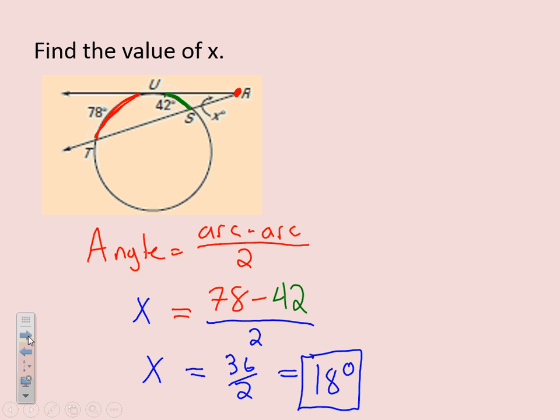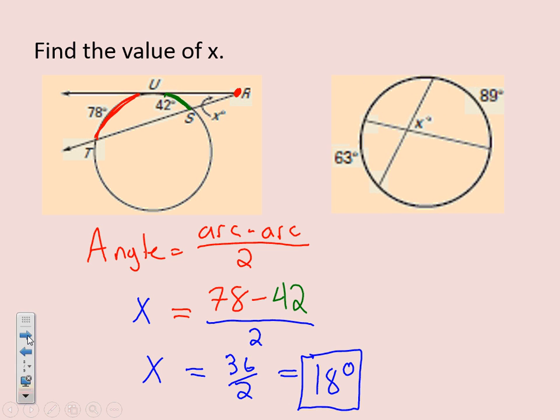All right, off to example number 2. Here it is. Make sure you get all 4 of these examples in your notes, please. When we look at this one, now we're inside the circle. So I have my point, it's inside the circle, so I'm going to go up to the top of my chart, and angle equals arc plus arc divided by 2.